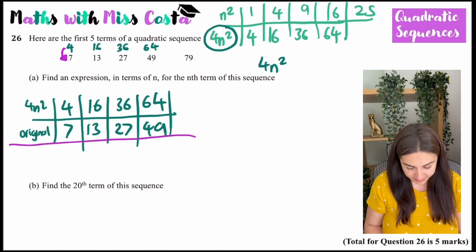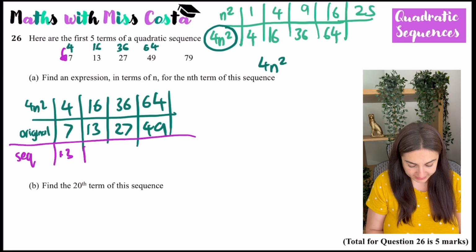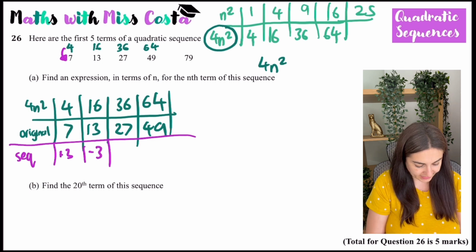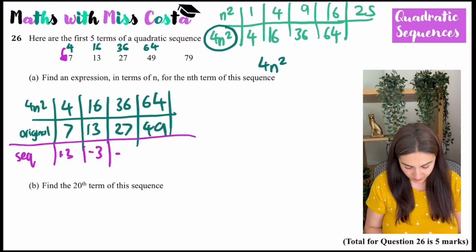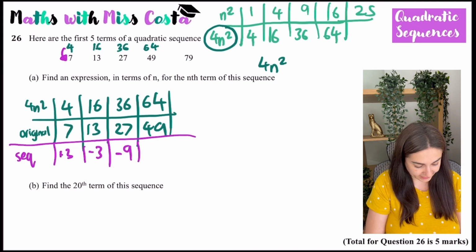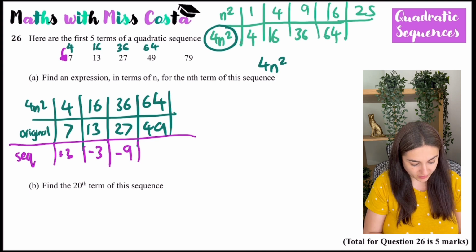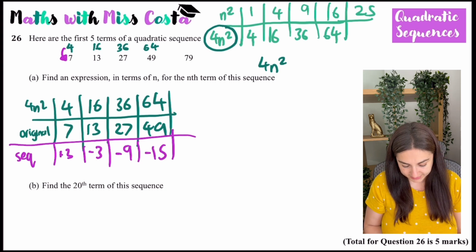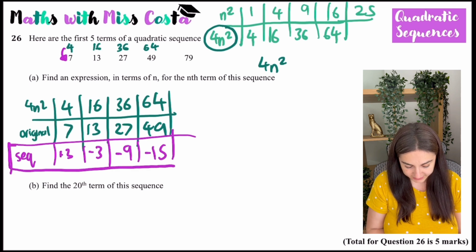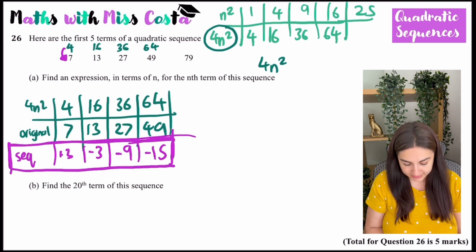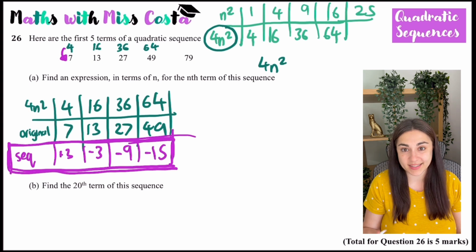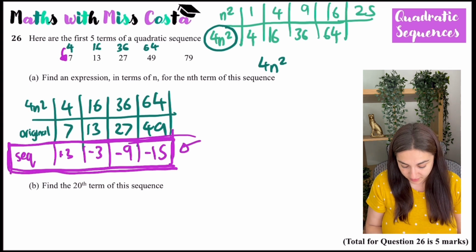I add 3. How do I get from 16 to 13? I take 3. From 36 to 27, I take 9. And from 64 to 49, I take away 15. Okay, so then I have this new sequence that's going to tell me the next part. So I know the first part of my sequence is 4n squared, and the next part is just work out the nth term of this sequence.